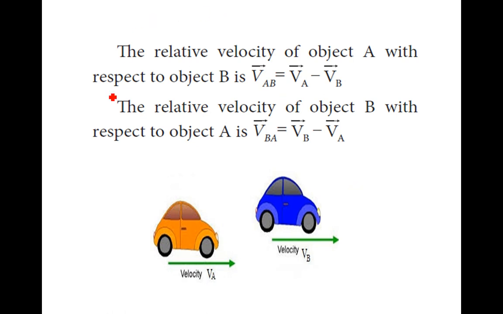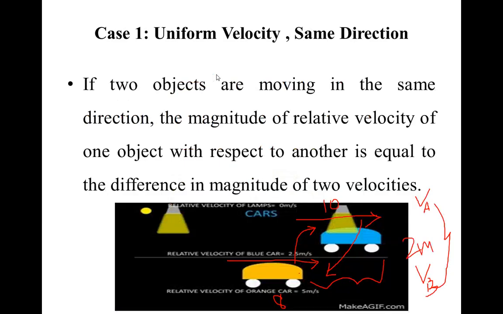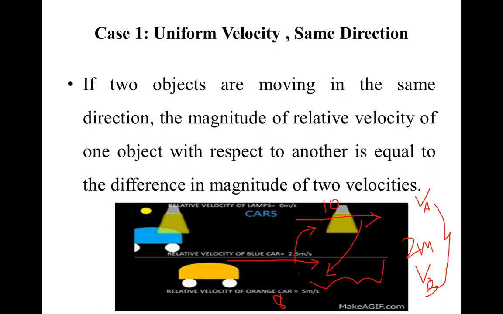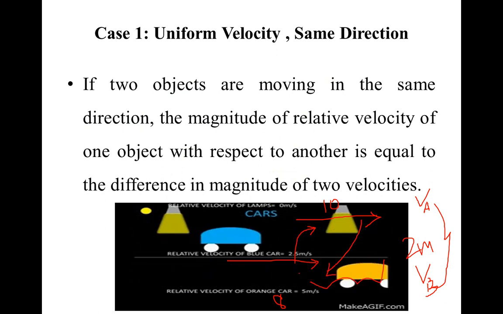In this case, you can say in terms of A with respect to B, or else B with respect to A, right? If it is A with respect to B, you have to write it as VAB. If it is B with respect to A, we write it as VBA. Whatever term you take first should be written first. So if it is VAB, it is VA minus VB. If it is VBA, it is VB minus VA. So this is the first case, where both the cars are moving in the same direction with the same uniform velocity.